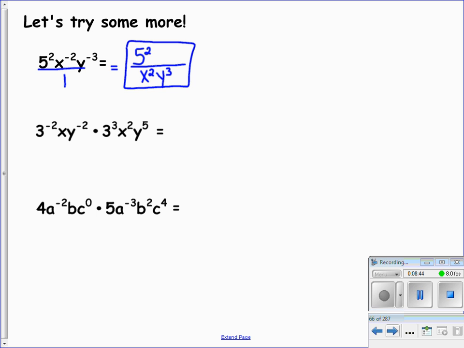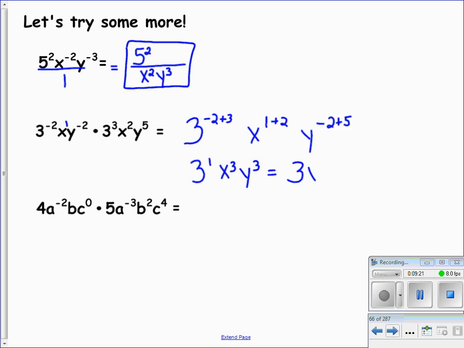3 to the negative 2nd power times 3 cubed. Keep the base, add your exponents. Negative 2 plus 3 is going to give me 3 to the 1st power. Let's take a look at the next one. X is really raised to the 1st power times x squared. Keep the base, add my exponents, I get x cubed. And let's take a look at the last variable, y. Keep the base, I am multiplying, add my exponents, negative 2 plus 5, and I get y cubed. So my final answer is 3x cubed y cubed.